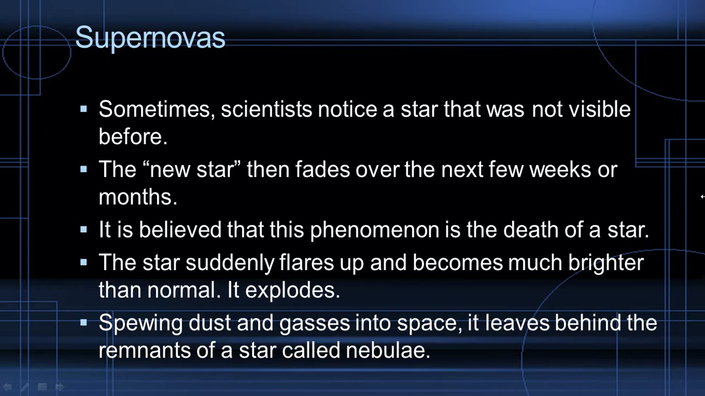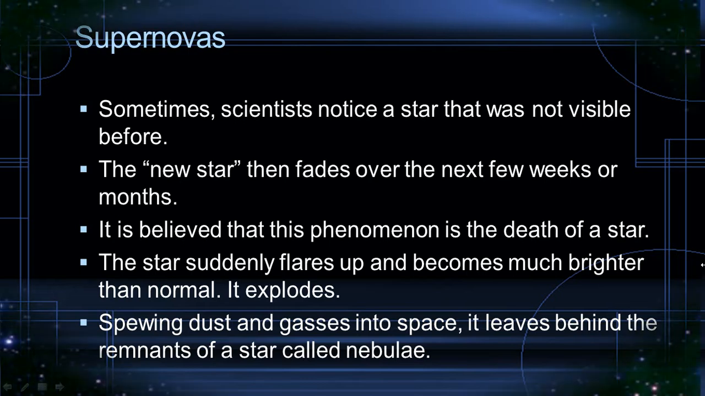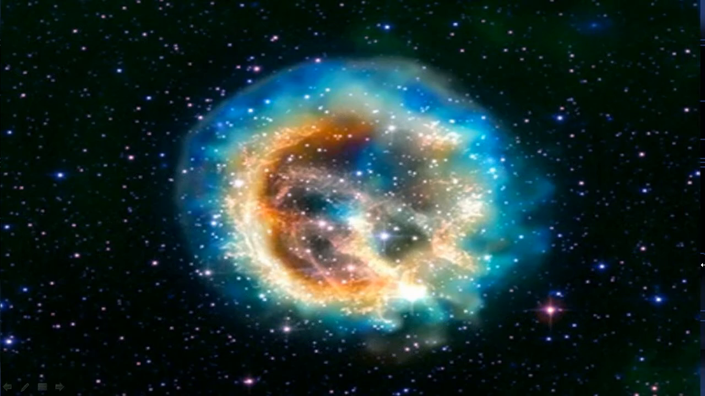We believe what happened was that there was a star that went through the death throes. It suddenly flares up, becomes much brighter than normal, and it explodes, and it spews this what we call stardust and gases into space, leaving behind the remnants of the star called a nebula. Nebulae is the plural of it, and this is what it looks like, something like this. I'm not sure if this is the Crab Nebula, but if it is, that's the one the Chinese saw, and it disappeared. So this thing they could not see anymore from the Earth.